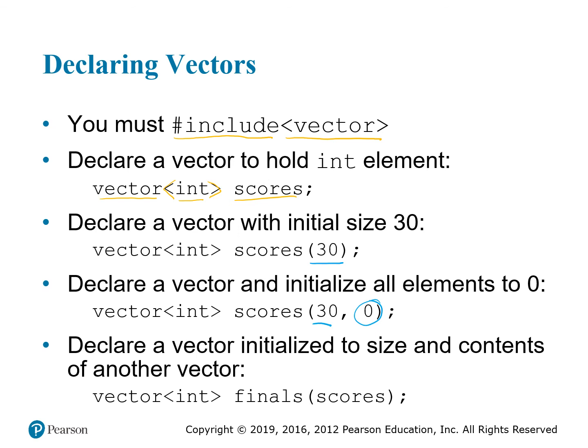You can also copy from one vector into another, as long as you're creating the new vector brand new at that moment. Okay, so vector int finals, this means we're initializing it with all the values from scores. So there is a way to copy vectors, even though there wasn't a way to copy arrays.